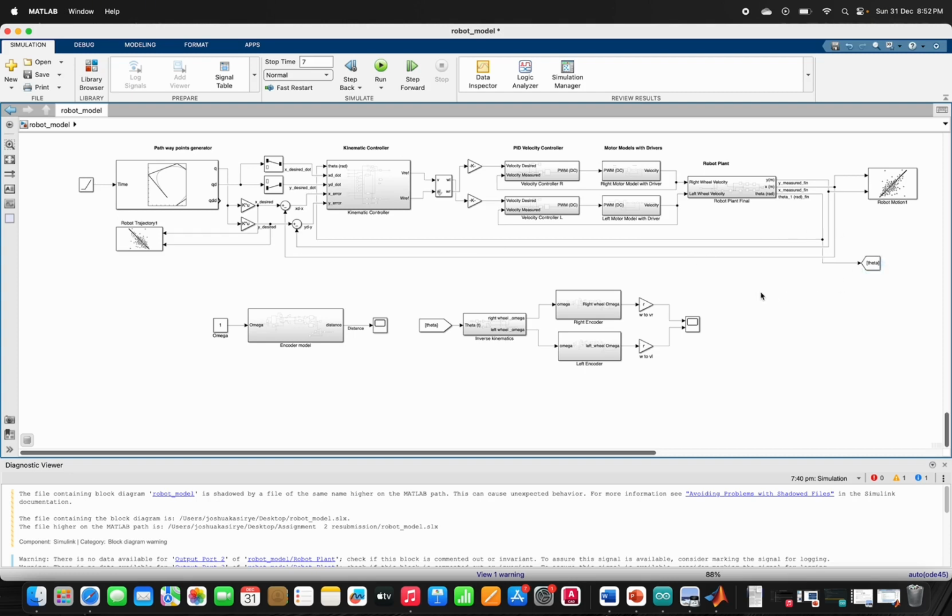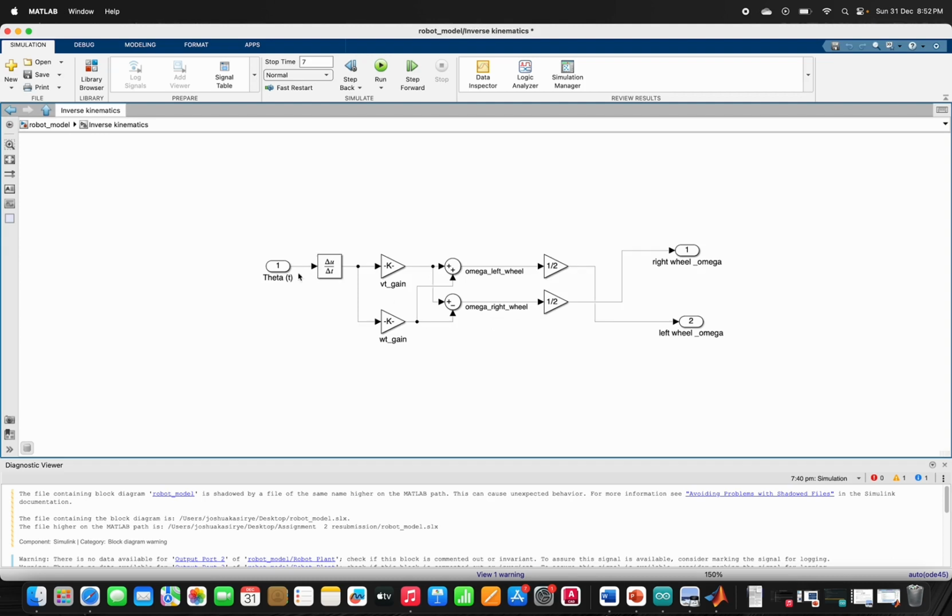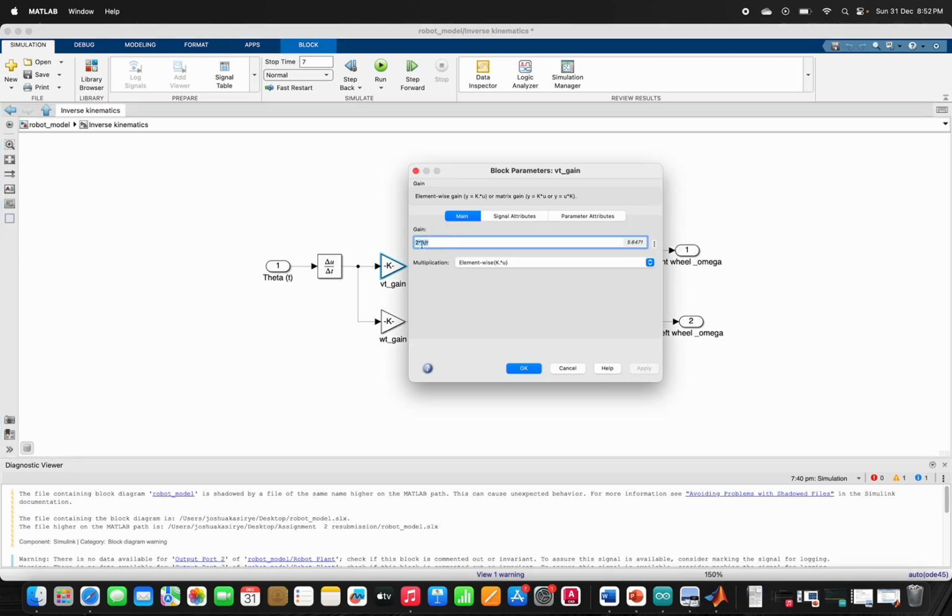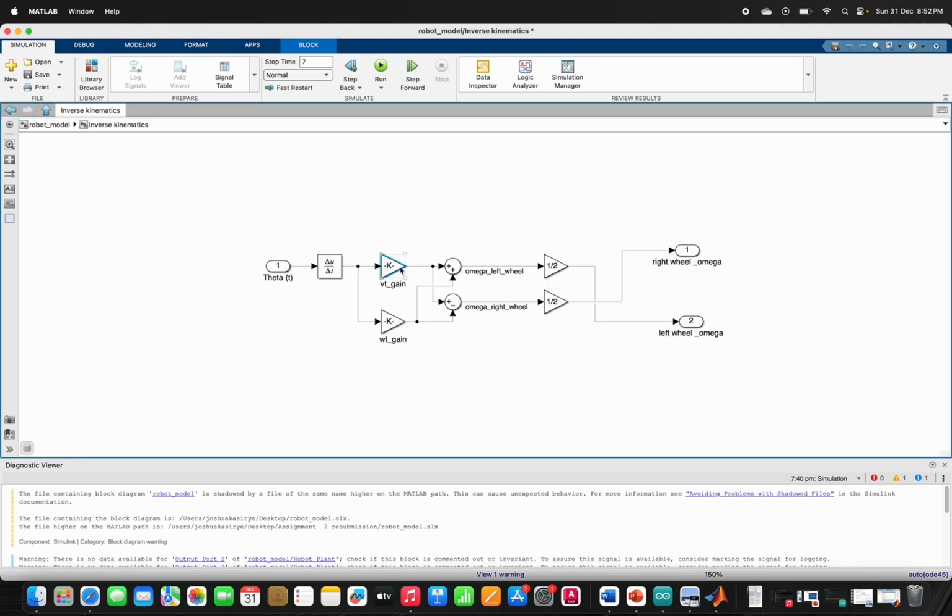Then to implement the encoder into the system, we are picking theta. In this case, theta is the angular displacement of the robot. We are feeding it into the inverse kinematics, which helps us compute the left and right wheels' angular velocities from the theta of the robot. Let me just show you inside. So we have theta, we differentiate it to get omega, and then these omegas are multiplied with the gains, which in this case are, for example, the radius of the wheel and the radius of the robot as it turns, and that is used to compute the omega of the left and the right wheels.